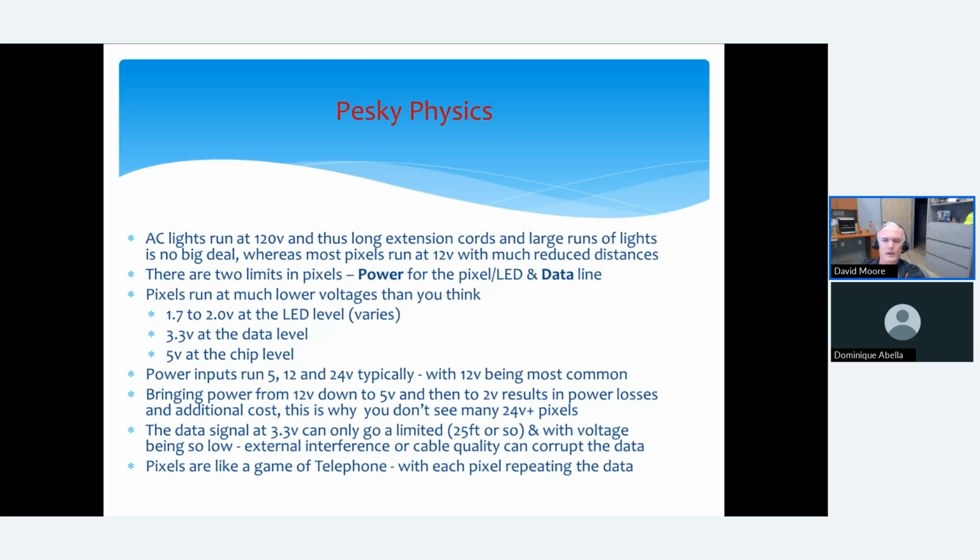Okay, so hopefully we understand that we are not actually running pixels at 12 volts. We're actually running pixels at 5 volts, which then gets reduced, bucked down to about 1.7 or 2 volts. So that's why you don't see these 24 volt pixels typically.